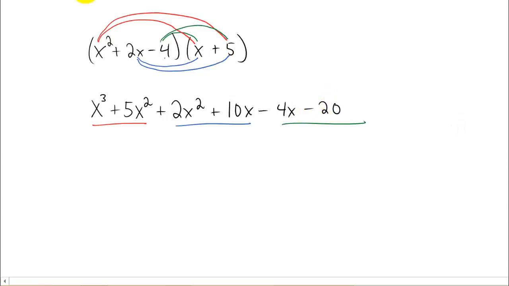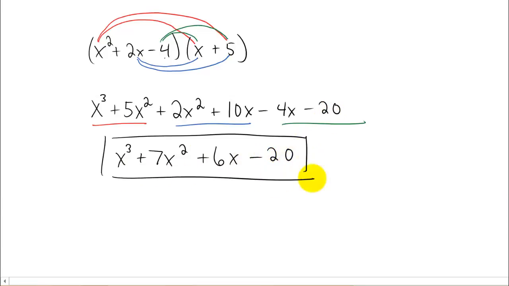Now, just like before, we have some like terms to combine. This time we have even more like terms. This time we have a couple of pairs of like terms. The x cubed is all by itself, so that's going to stay. But we do have a 5x squared and a 2x squared. Those are like terms. We add them together to get 7x squared. Now you'll notice you have a 10x minus a 4x. Those are like terms. 10 minus 4 is 6. So we have 6x. And then the last term is going to be negative 20.